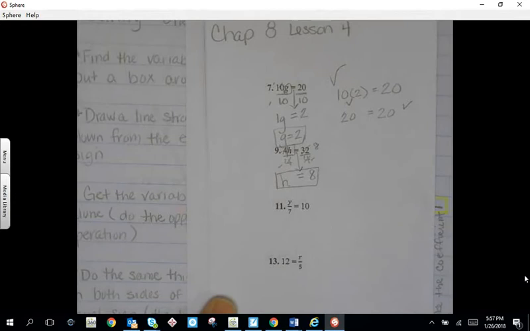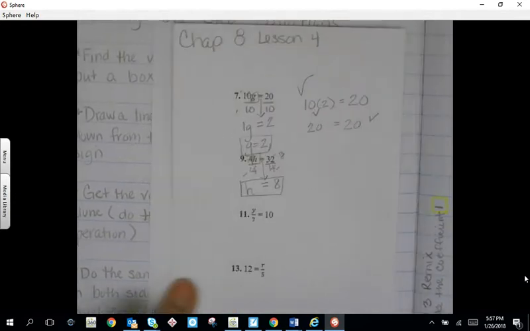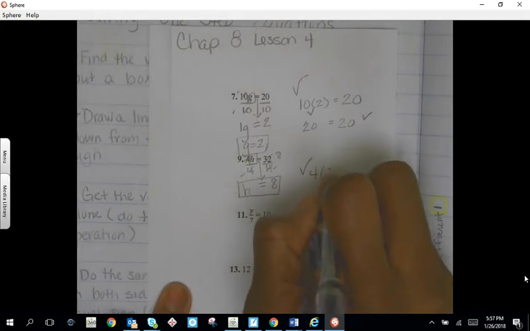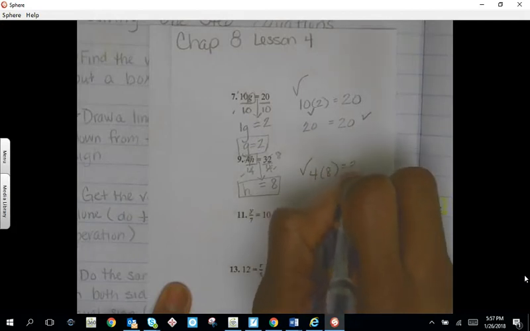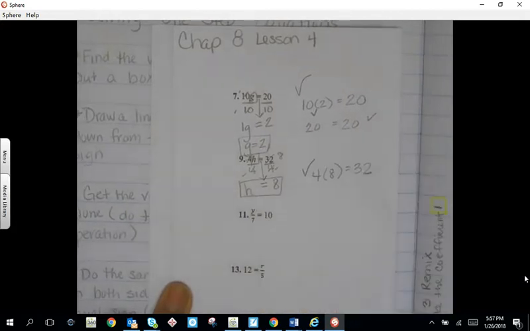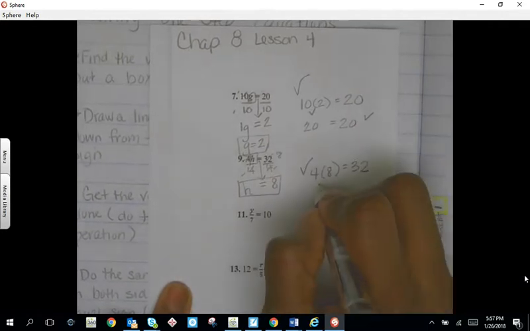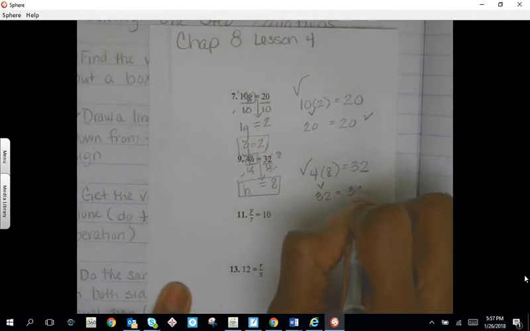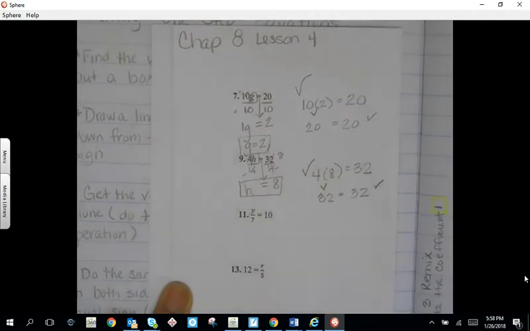Okay? So let me check that. I have 4h equals 32. Excuse me. 4 times 8 is 32. 32 is equal to 32, so I know my answer is right.